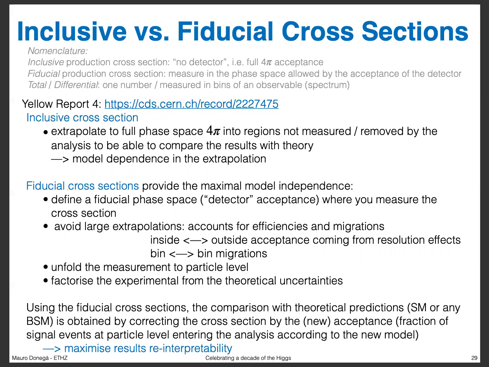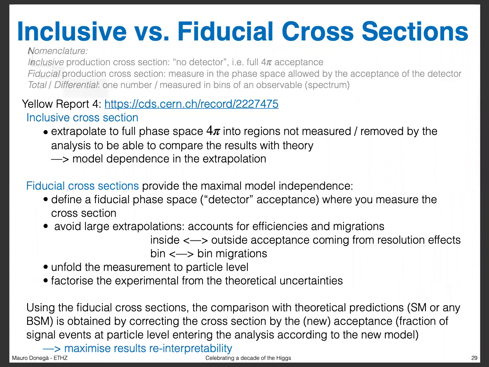Instead, the fiducial cross-section tries to go in the opposite direction. You define a fiducial phase space, which is essentially dictated by the detector acceptance, where you measure the cross-section, and you try to avoid these large extrapolations as much as possible. So you account for inefficiencies and migrations in your measurements, and we'll show you in the next slide the possible migration inside and outside the acceptance from resolution effects and bin-to-bin migrations. The measurements are then unfolded to particle level, and in the end, what you have is a factorization of the experimental from the theoretical uncertainty.